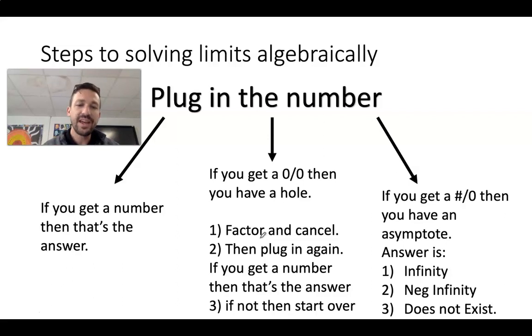Okay. And then after you factor and cancel stuff out, you just do the process again. You plug it in. If you get a number, that's your answer. If you don't get a number, that means you probably have something else going on, and then you need to factor and cancel again. You're not going to have any of those problems on this worksheet, on this section. So let's go through.